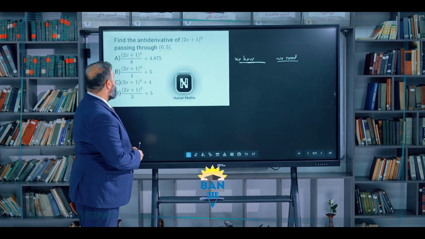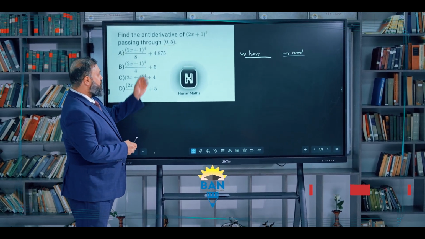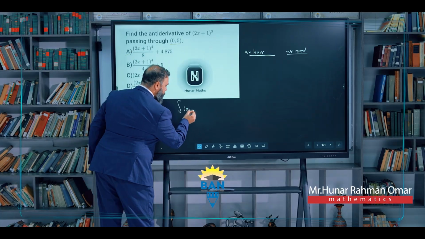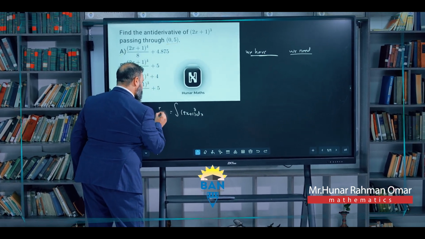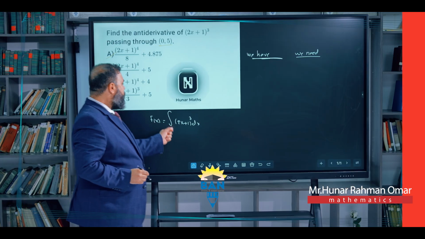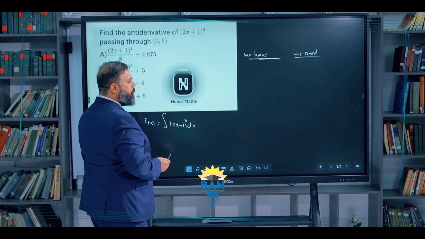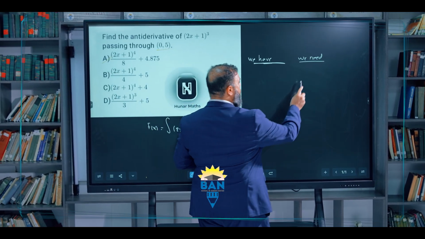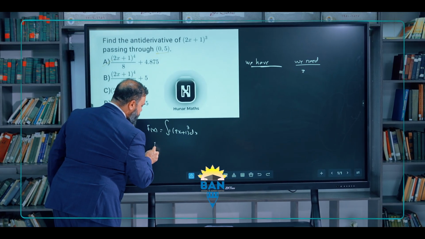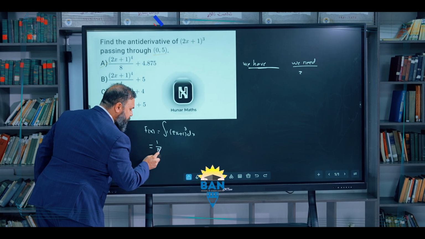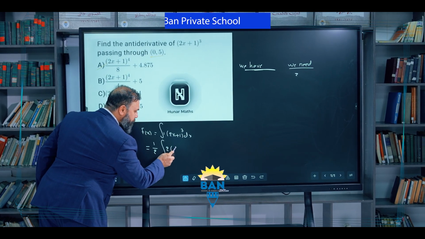We have this question: find the antiderivative of this function, (2x + 1)^3 dx equal to f of x. Inside, the derivative we need inside is a 2. Outside, we have a 1. Then, times this, integration by 2 and divided by 2 at the same time.